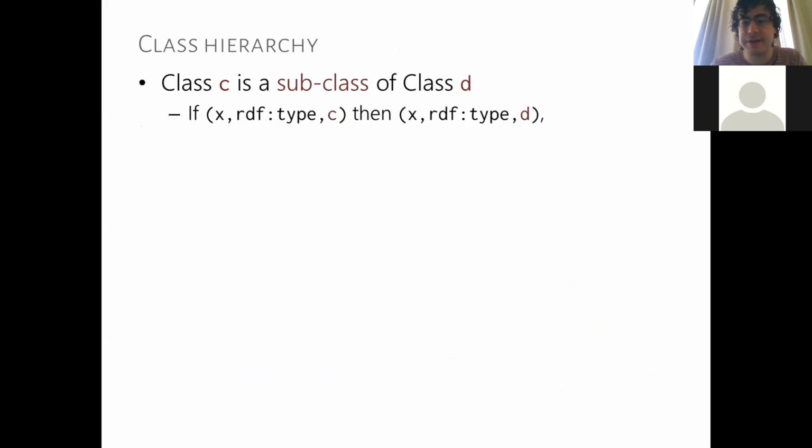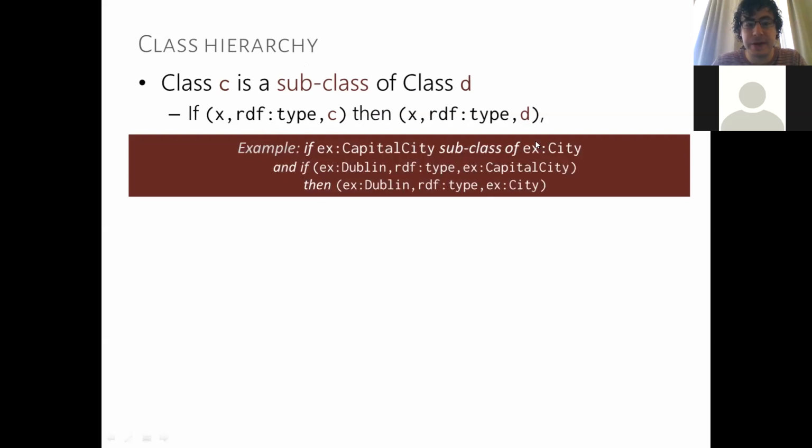So the first is a class hierarchy, which is relatively intuitive. We can say that a class C is a subclass of D. Then if we know that class C is a subclass of D, we know that if X is an instance of C, then we can entail, we can infer, that X is an instance of D as well, okay? So for example, if capital city is a subclass of city, and if Dublin is a capital city, then we can define that Dublin is of type city.